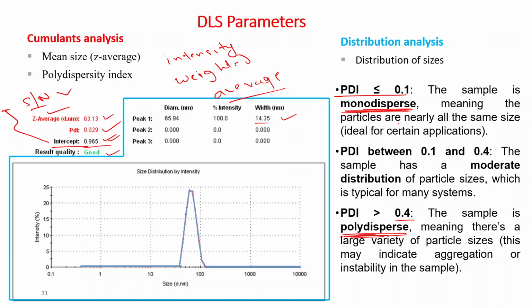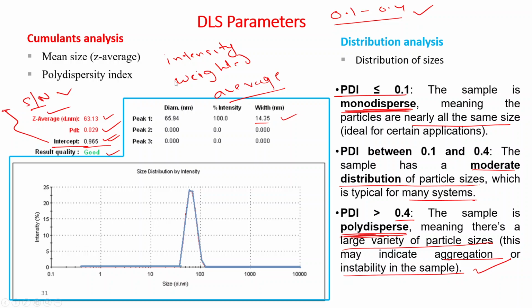A PDI between 0.1 and 0.4 gives a moderate distribution of the particle sizes, which is typical of many systems. And if PDI is greater than 0.4, then the sample is polydispersed, meaning that there is a large variety of particle sizes. This may indicate aggregation or instability in the sample. So a PDI value of 0.1 to 0.4 is considered normal, and if higher than 0.4 comes, this indicates that the sample is polydispersed, or some aggregation has taken place.